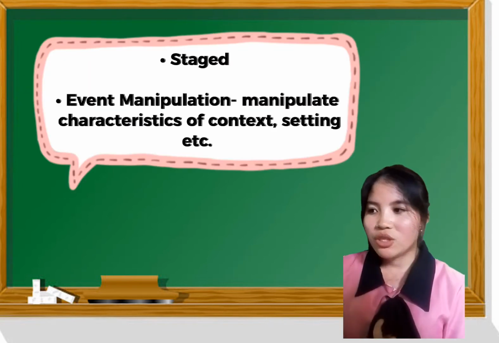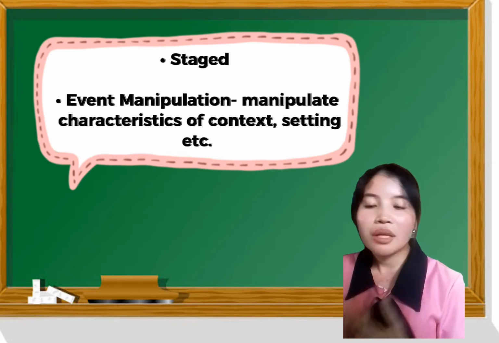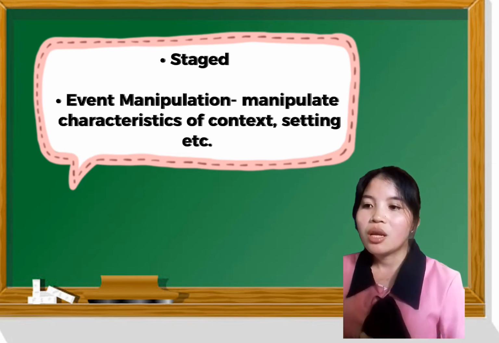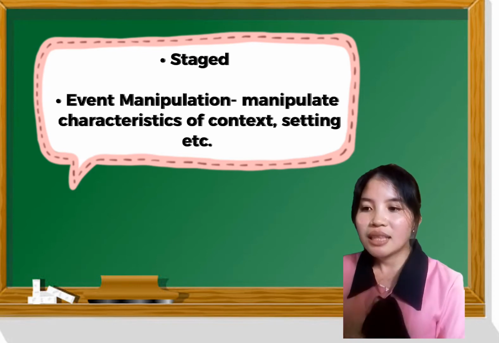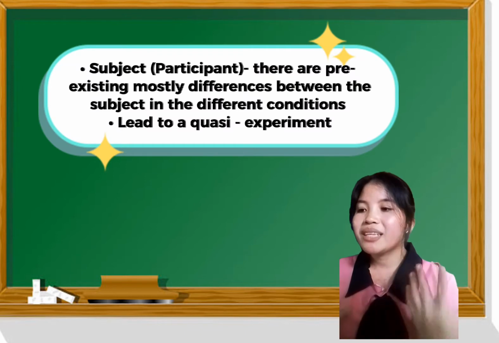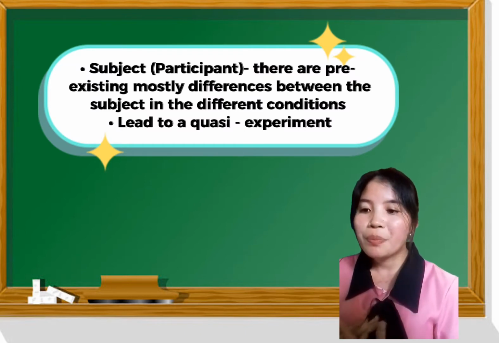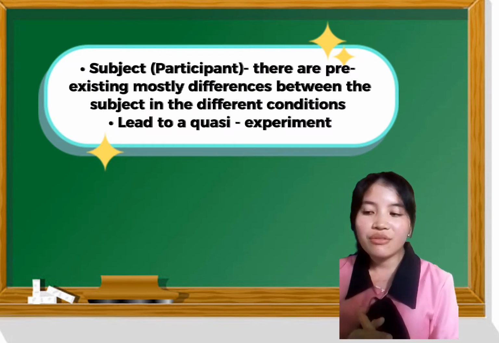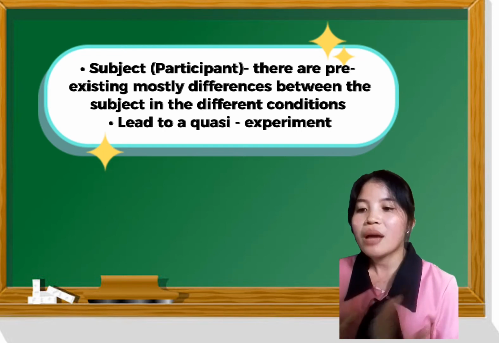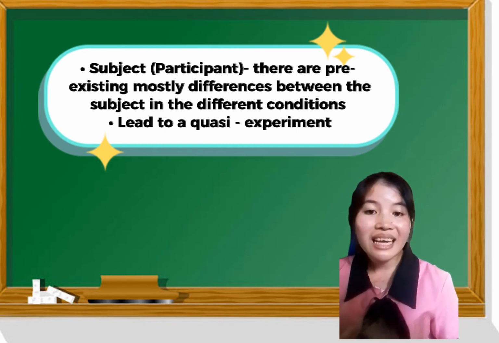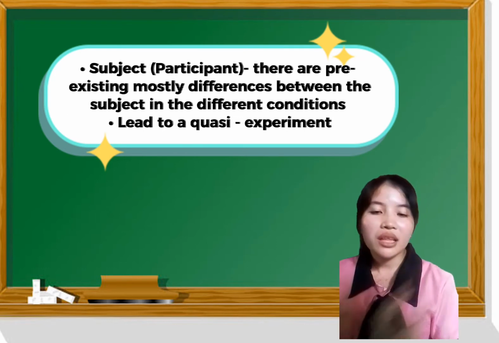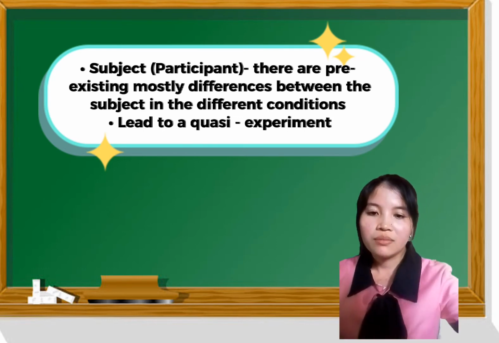Stage or event manipulation manipulates characteristics of the context, settings, and so on. Subject or participant manipulation involves pre-existing differences between the subjects in the different conditions, which lead to a quasi-experiment. So that is the methods of manipulation.